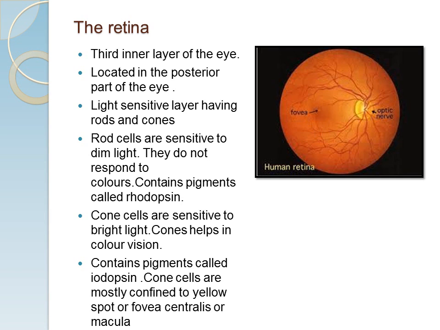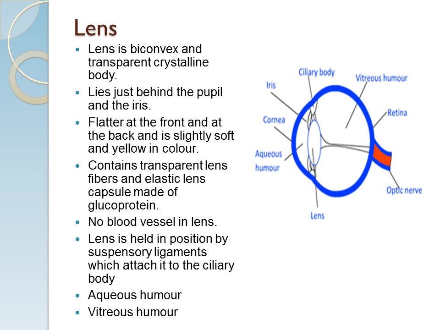So next, the last part we should discuss is the lens. Now in the next slide we will discuss the lens. Now in the last slide we will discuss the lens. Now lens, what is it? It is a biconvex and transparent crystalline body. Here we can see this biconvex crystalline transparent body.